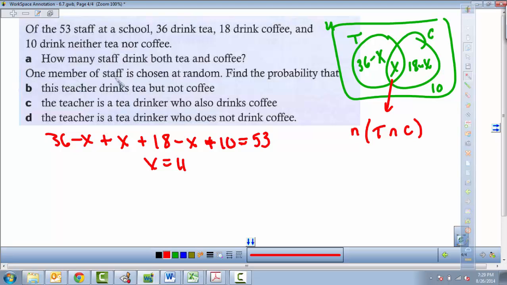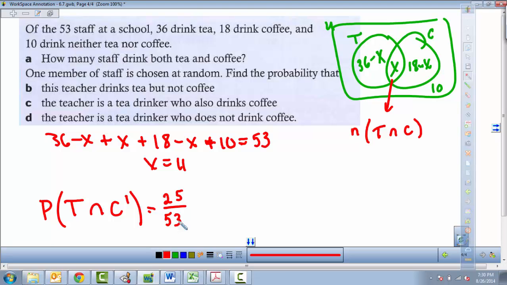So now one member is chosen at random. Find the probability that this teacher drinks tea but not coffee. That would be in this part here. So what we're looking for is the probability of T intersect not C. We want them in the T circle, not in the C circle. Well, how many people fit the bill there? There's 36 minus 11, or 25, out of our 53 total.